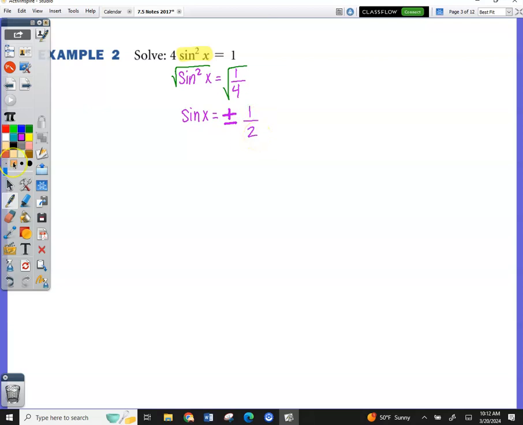I want you to make a note over here. Note. Plus or minus means any given quadrant. The fact that we have plus or minus here means that we are looking in all 4 quadrants. Okay?